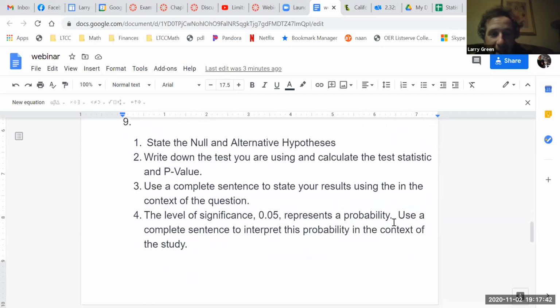Okay, number 9. Number 9 starts out similar. It's got a paragraph, state the null alternative hypotheses. Number 2 is write down the test you're using and calculate the test statistic and p-value. Number 3 is use a complete sentence to state your result using the something in the context of the question, which I'm not telling you, that sometimes I have to leave some things blank.